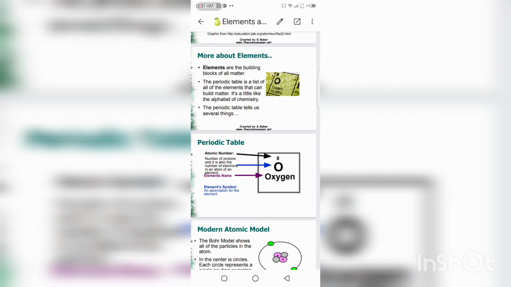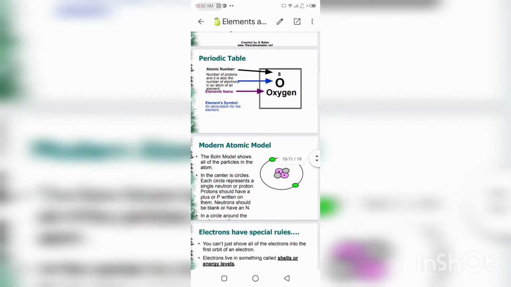Number of protons, and it is also the number of electrons in an atom of an element. Element name will come here, like in this example. Number of electrons. Atomic number 8. Element symbol, an abbreviation for the element.